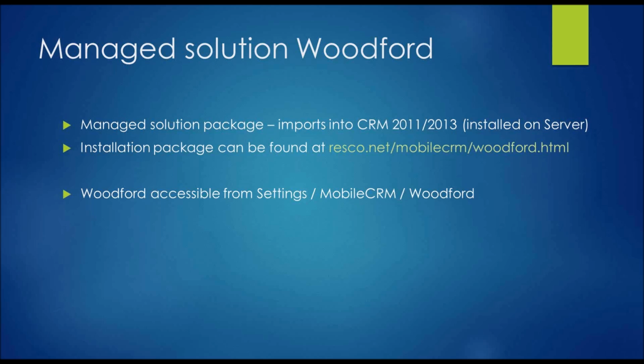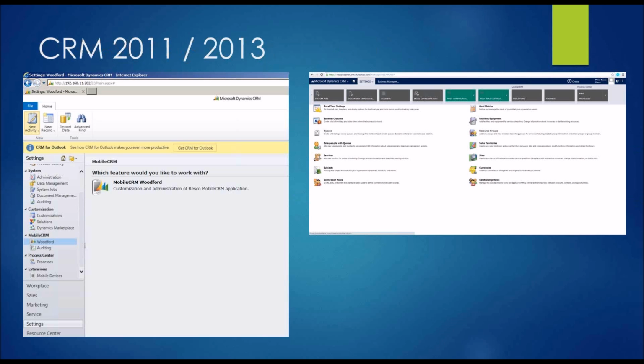What we also have is the managed solution Woodford. This means that you download a managed solution package from our website, and then you import it to the CRM server. So Woodford is only installed on the server. How to access Woodford from the server? Well, Woodford will be positioned in Settings, Mobile CRM, and Woodford. In CRM 2011, you just click here and Woodford starts. In this version of Woodford, you don't have to type in the URL or the credentials.